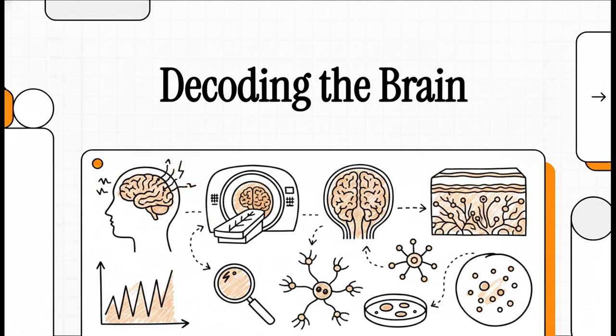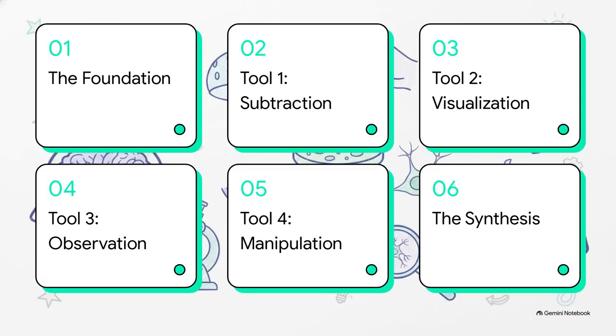We're going to open up the neuroscientist toolkit and see exactly what these incredible tools teach us about the brain. Get ready, because we are diving deep into how we look inside the mind. Here's our roadmap for today's explainer. We've got 6 sections. First, the foundation. Then, Tool 1, subtraction. Tool 2, visualization. Tool 3, observation. Tool 4, manipulation. And finally, the synthesis. Okay, let's dive right into this.